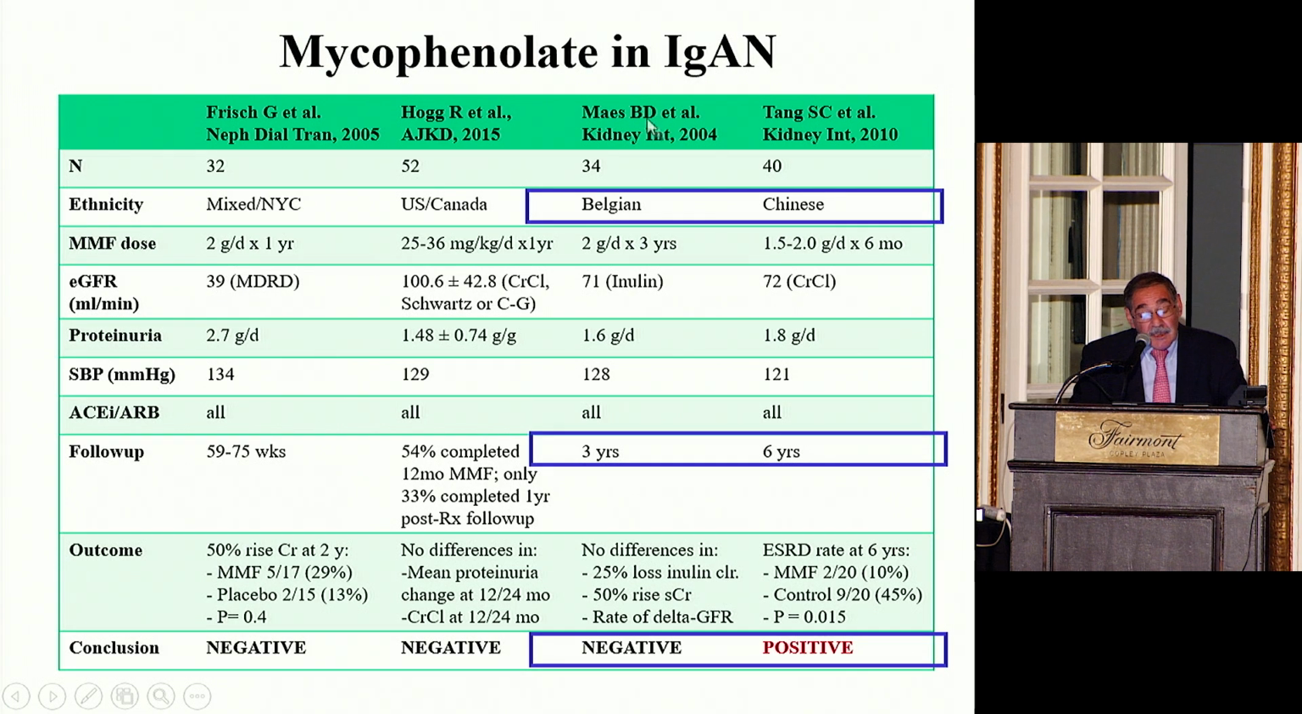But the 2 studies that are very comparable were the Maes study from Belgium and the Tang study from Hong Kong. If you look at them in terms of numbers, the dose of mycophenolate, the estimated GFR, the proteinuria, blood pressure, everything is the same. The follow-up is a little longer here. The Belgian study came out negative. The Tang study from Hong Kong came out positive.